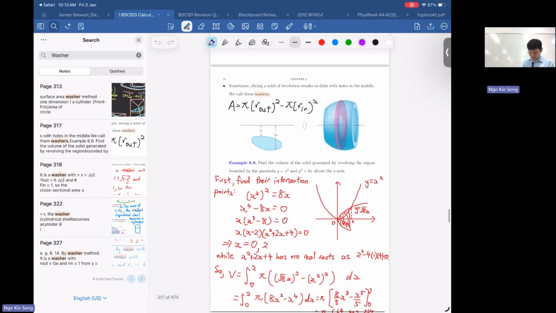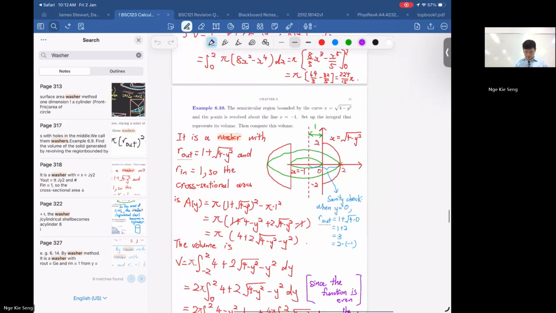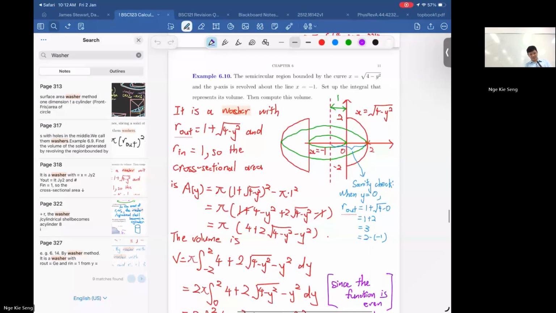Pi of... maybe this is okay. So what do you need to determine if you want to use a washer method here? You need to get the R out and R in. After you get the R out and R in, what do you do? You take the area of the outer circle minus the area of the inner circle, and then integrate along the other direction of your radius.